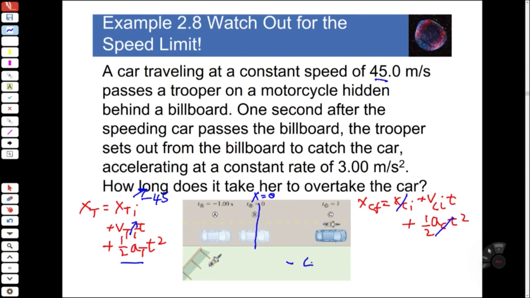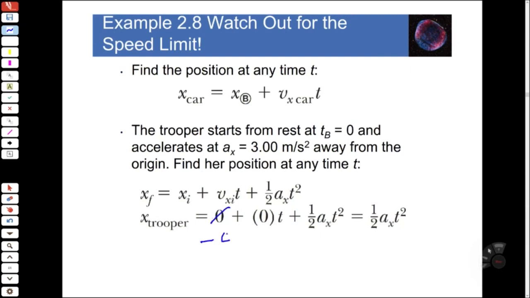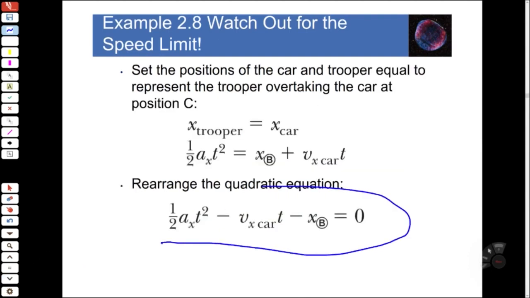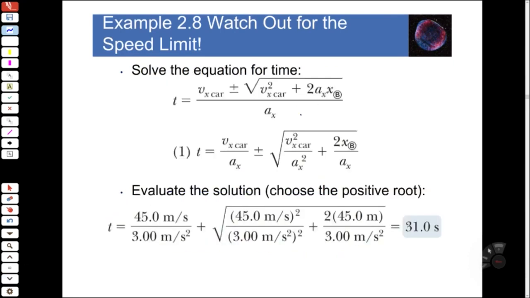So you have minus 45 plus 1/2 a, which is 3.00, times t squared. That should equal v_c times t, so it's 45 meters times t. Okay, so that is a second order equation. And you can try. So that should be minus 45, and this one is 0, and this one is 0. So you have this equation, and you have the formula for the root, and take the positive sign. So after 31 seconds, it will catch up with this.